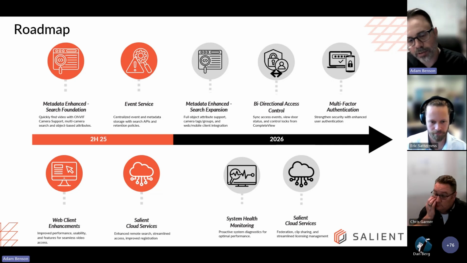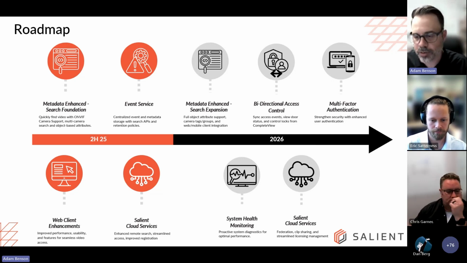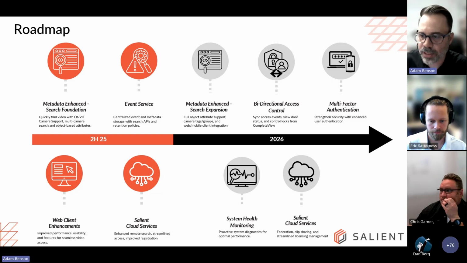We want to improve some of those registration fees, maybe take some of that grit out of getting those management servers registered up to the cloud portal that some of you guys are out there doing. And then in 2026, we just want to keep building on some of the momentum that we're working towards in 2025. So we're going to expand our metadata search. So we're going to go from core attribute support to start building in more of the broader attribute support, and then integrating those same kind of search tools and capabilities with the web and the mobile clients.